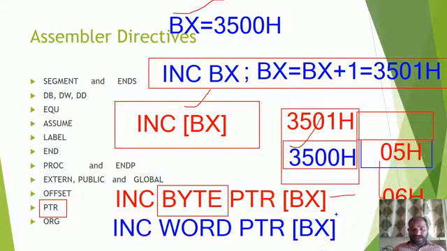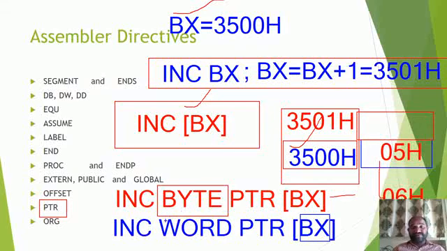Here we are saying explicitly to the assembler: increment a word by 1, the word which is pointed to by the BX content. Now the BX content is taken as an address for a 16-bit number. Previously it was the address for an 8-bit number. Now it is the address for a 16-bit number.